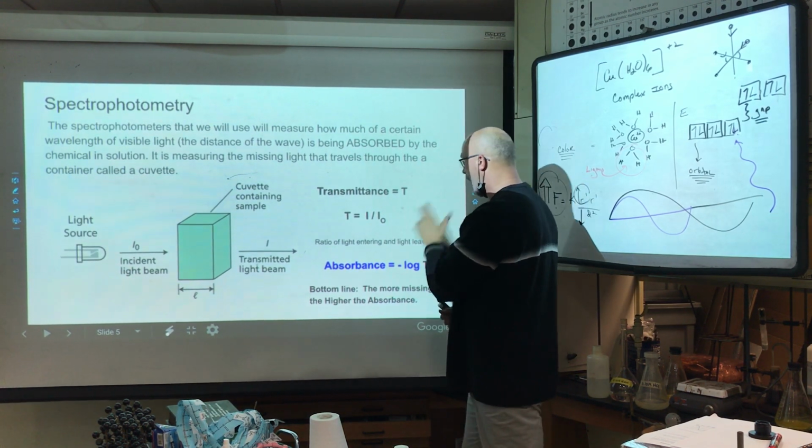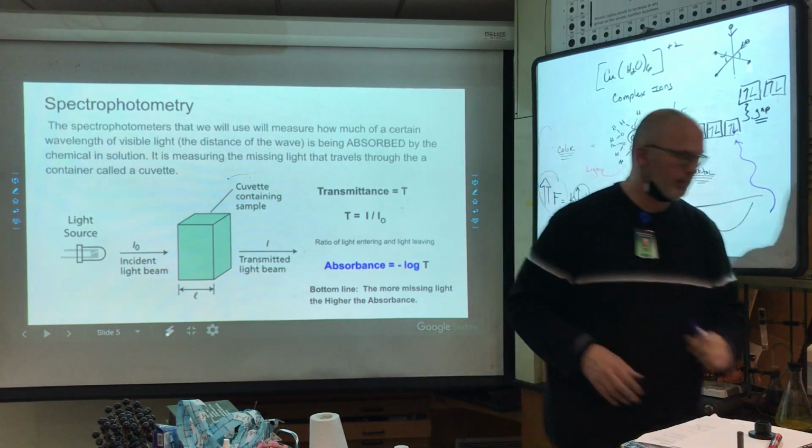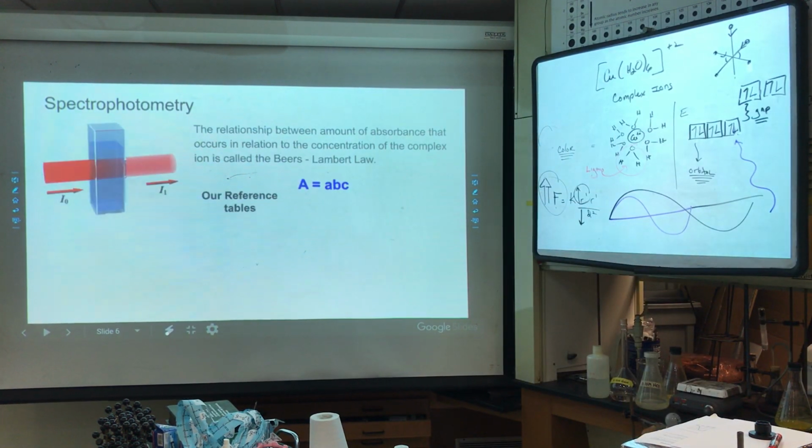Absorbance is what we're actually going to measure. It's the negative log of the transmittance. I'll explain in a second. Okay? It makes perfectly good sense.